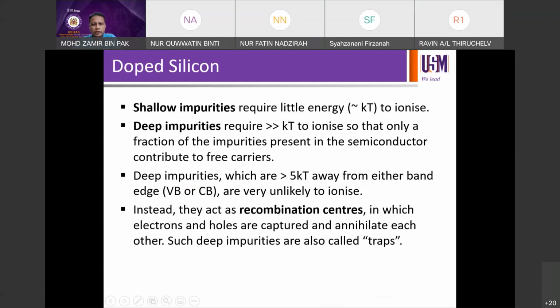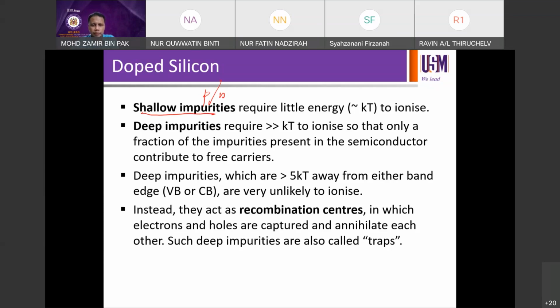Right, shallow impurities require little energy, close to kT, to ionize. So we've been discussing the typical dopants for n-type and p-type. They are considered shallow impurities, right? Our common p-type and n-type dopants are considered shallow impurities because they only require a little amount of energy in order to ionize, which is close to kT, about 0.02, and typically they are ionized at room temperature.